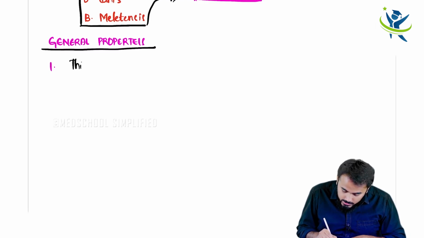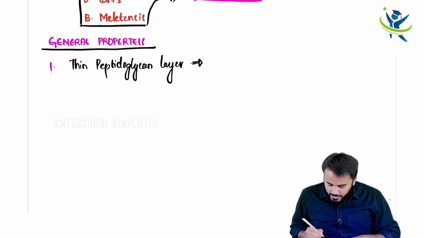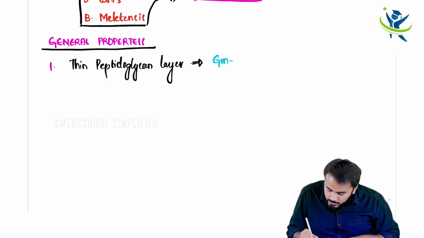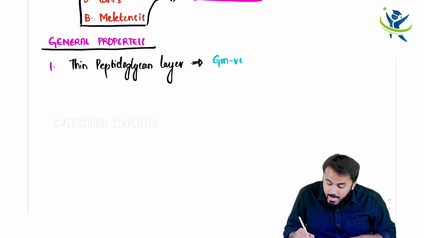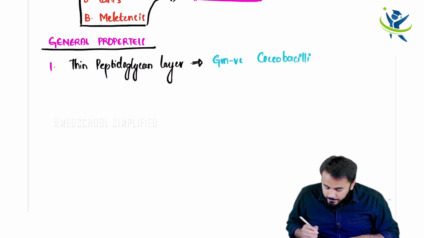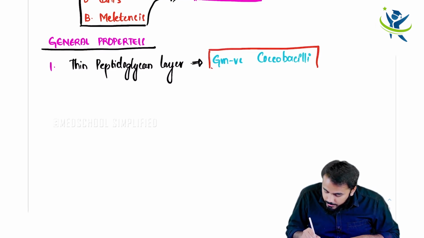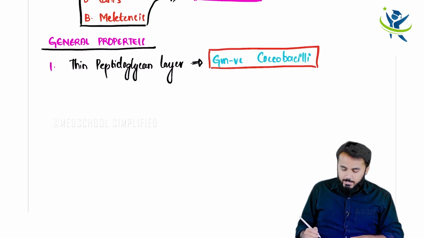Why? Because it has a thin peptidoglycan layer. Because of this thin peptidoglycan layer, you call this bacteria gram negative, and it is a gram negative what? Coccobacilli. It is a gram negative coccobacilli. This thing guys is very important. It is a gram negative coccobacilli.